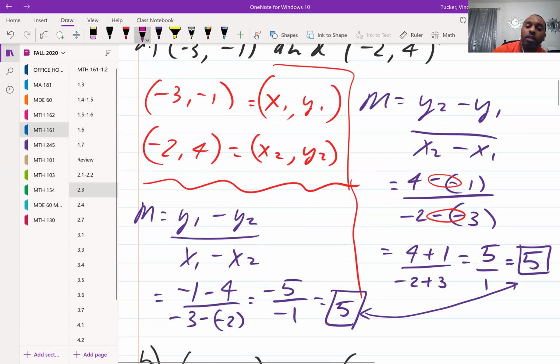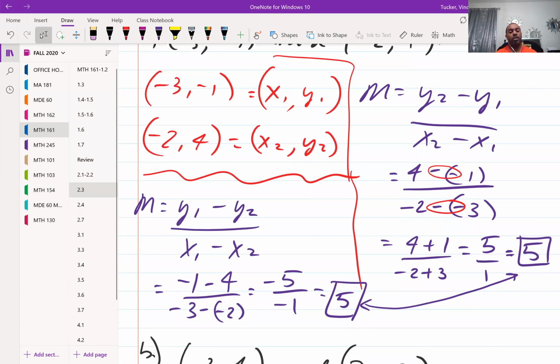Now, if your slope ends up being a fraction, that's fine. You don't convert them to a decimal or anything like that. You leave it in fractional form. Here, 5 over 1, the simplest way of expressing that is 5. So that's why we did that.